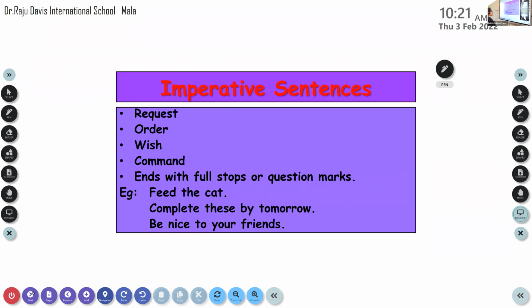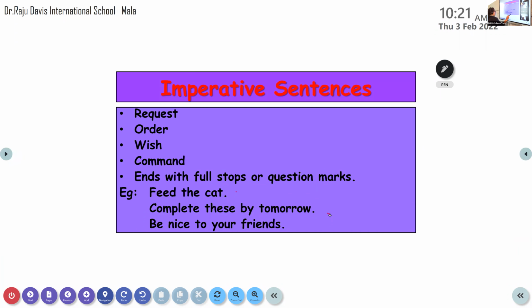Imperative sentence: request, order, wish, command, ends with a full stop or a question mark. Feed the cat. Complete these by tomorrow. Be nice to your friends. So here, this is a command, and advice.